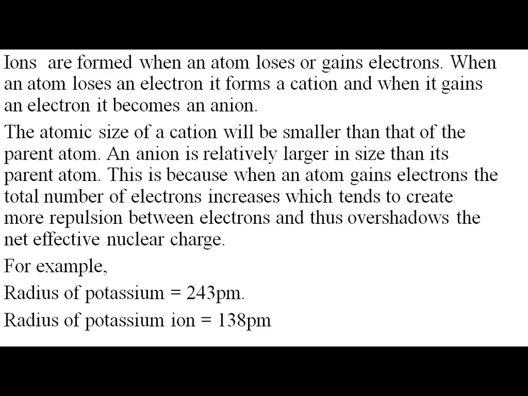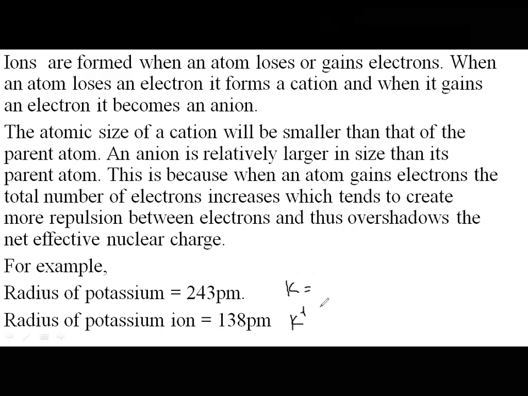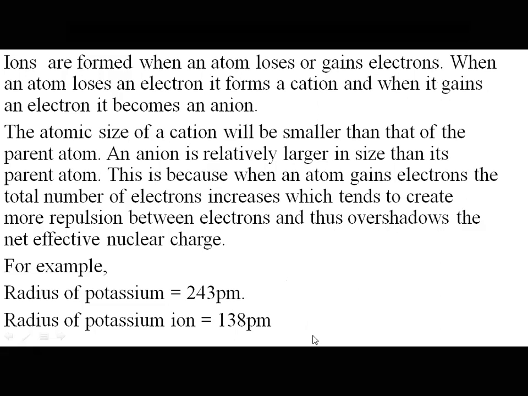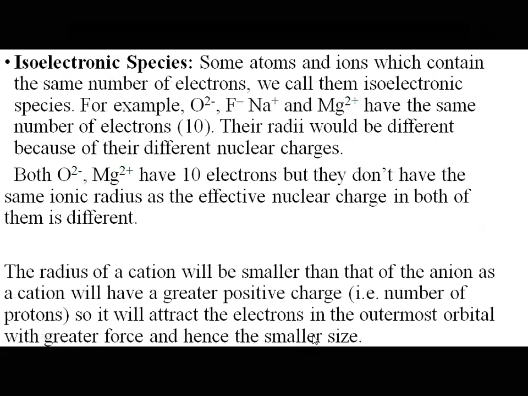Example: the radius of potassium is 243 picometers. Potassium ion is 138 picometers. So the radius of potassium is 243 picometers and that of the potassium ion is 138. So cations are always smaller than their neutral atoms, correct? Similarly, if you consider anions, the anions are always larger than the neutral atoms.